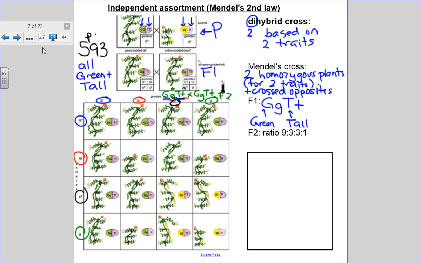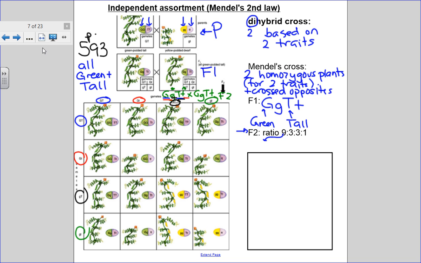So here's what I'd like to highlight to you. The ratio. 9:3:3:1. That is the standard dihybrid cross ratio. That is the typical number that should show up most of the time if you do a dihybrid cross like Mendel did. Now here's what he saw.